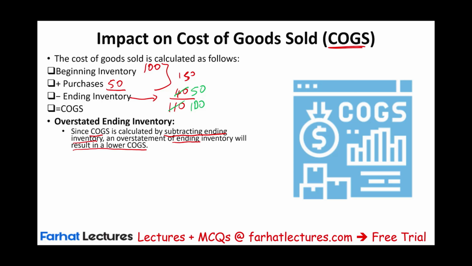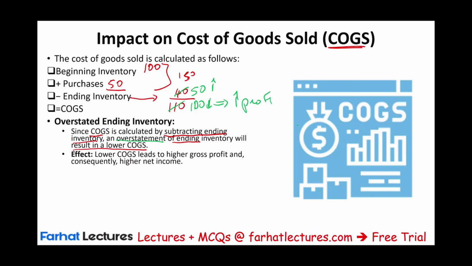So notice, I'm subtracting ending inventory. So any overstatement would result in a lower cost of goods sold. What does that mean? If I have a lower cost of goods sold, it means I have a higher profit. Higher profit means higher income. It means also higher taxes. We don't have to worry about taxes, but I want you to take this step further. If you reported higher profit, higher gross profit, you're going to report higher taxes.